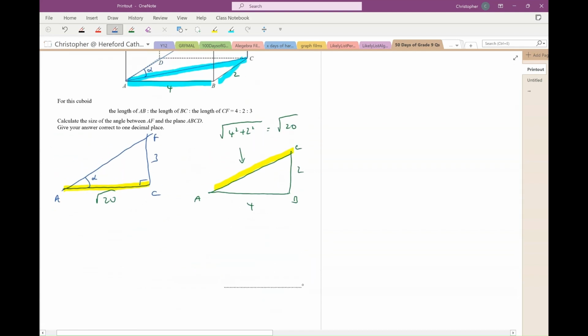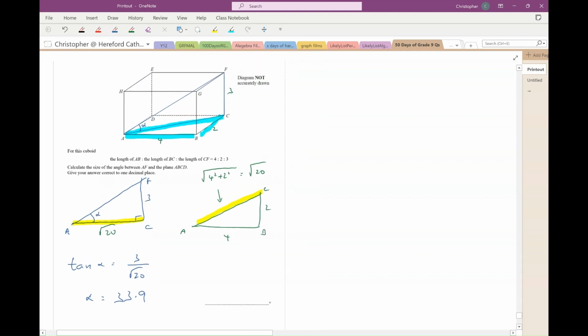So tan of alpha is the opposite over the adjacent. So I simply, on my calculator, have to do 3 divided by root 20 equals, shift tan equals, and give my answer to 1 decimal place. 33.9 is what I get for question 49.